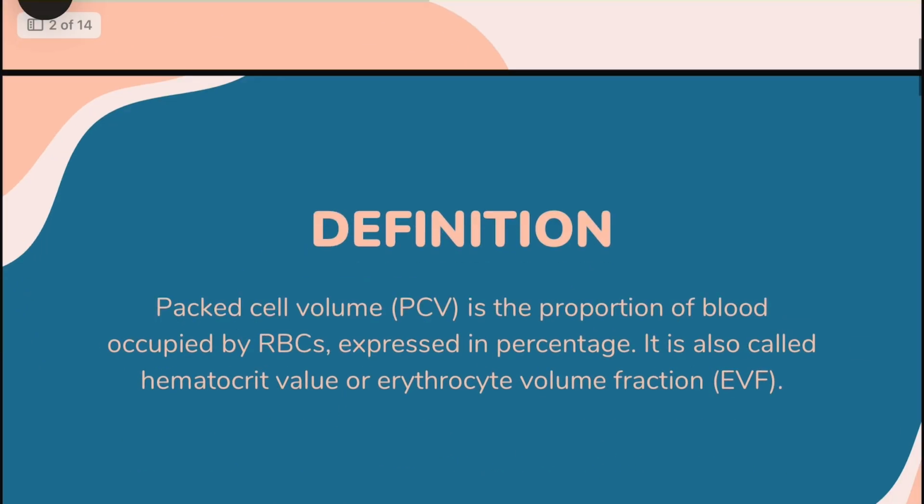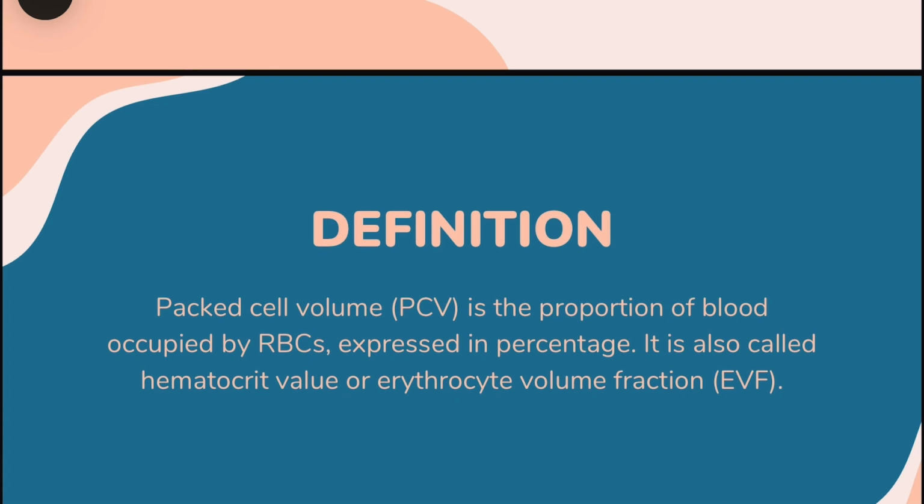Firstly, starting with the definition, what does the packed cell volume mean? So let's read that. PCV, or the packed cell volume, is the proportion of the blood occupied by RBCs, and it is expressed in percentage. It is also called hematocrit value or erythrocyte volume fraction. So what is the meaning of this entire thing? As mentioned, it is the proportion of the blood occupied by the RBCs.